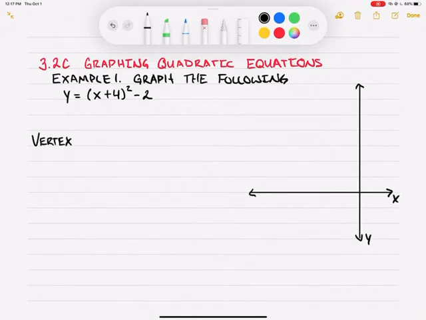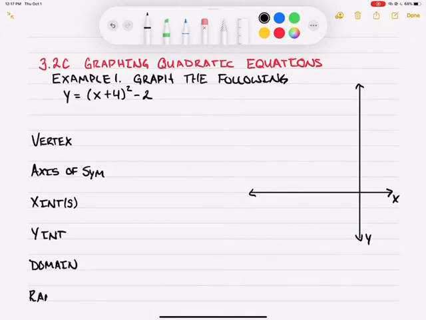the axis of symmetry, the x-intercepts, the y-intercept, and the domain and range. Okay, so we're going to find 6 things after we graph this.